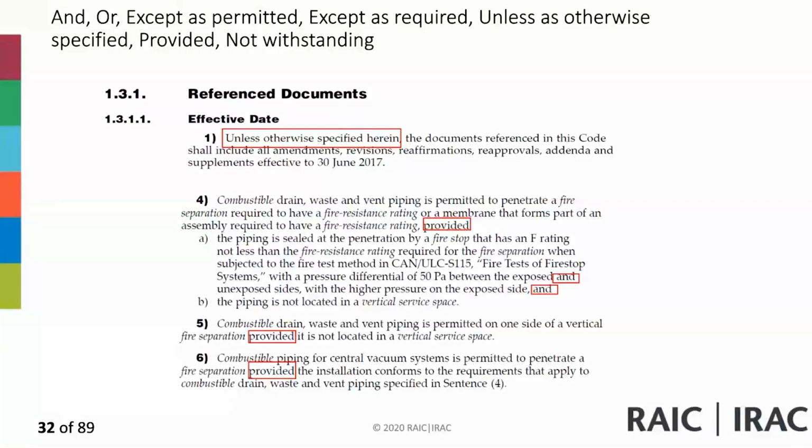So these are "if" statements, so provided. Combustible drain, waste, and vent piping is permitted on one side of a vertical fire separation, provided, if and only if, it's not located in a vertical service space. So now this is a term, provided, that you're familiar with.